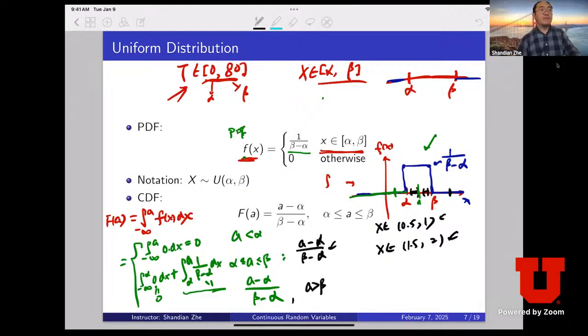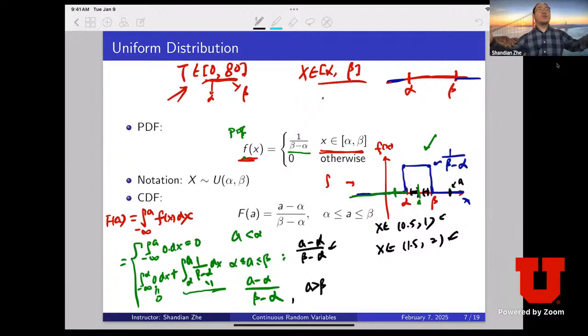Now what's the CDF value? A is bigger than beta, so a is here. Why is it 0? Yeah, of course, the PDF is 0 for sure, right? But here we're talking about CDF. Why is it 1? Yes, your intuition is right.